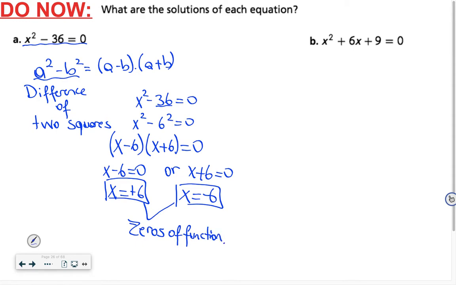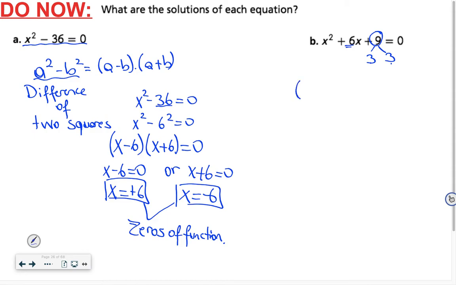Next one. To be able to solve this question, you need to factorize first. How can we factorize? You need to find the factors of 9 first, 3 and 3. Remember, there are two conditions. The first condition: when you multiply those numbers, you need to get positive 9. When you add them up, you should get positive 6.